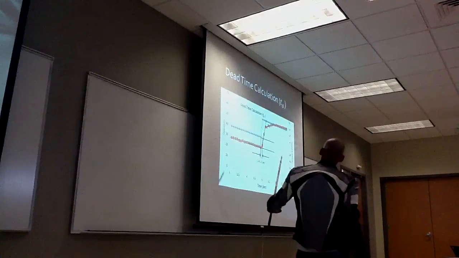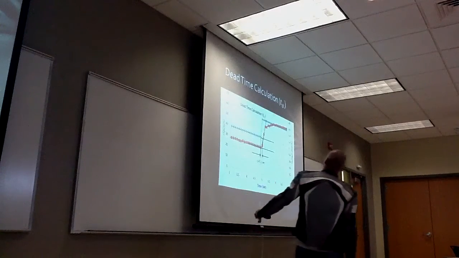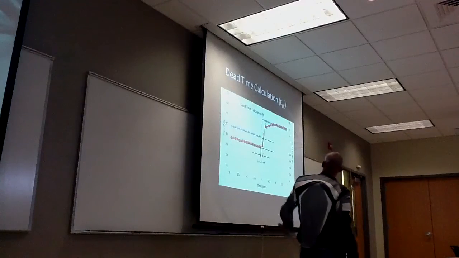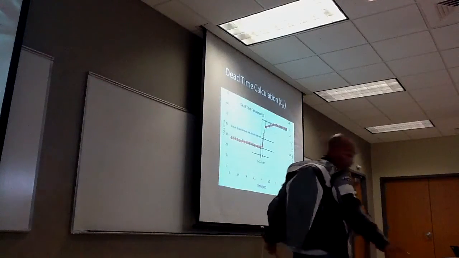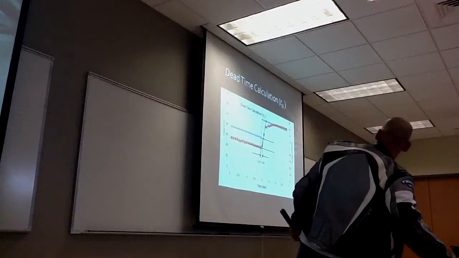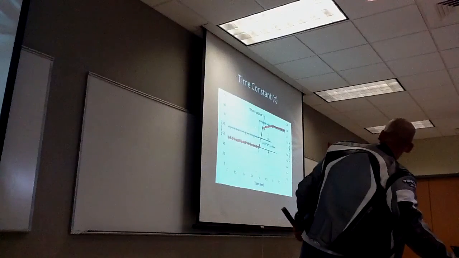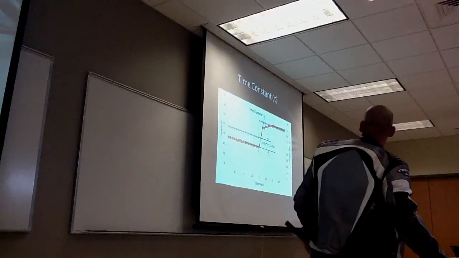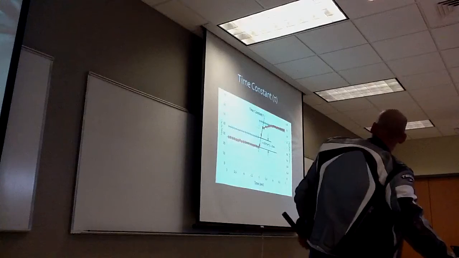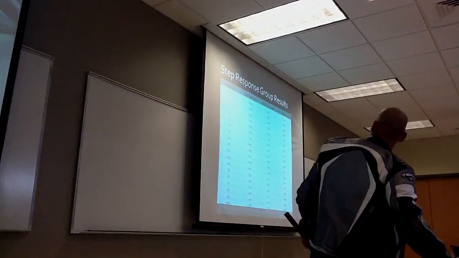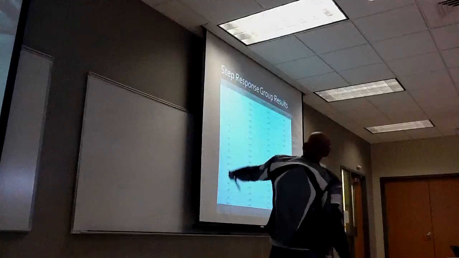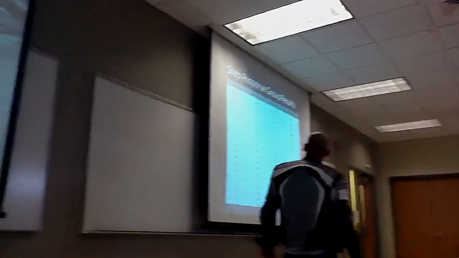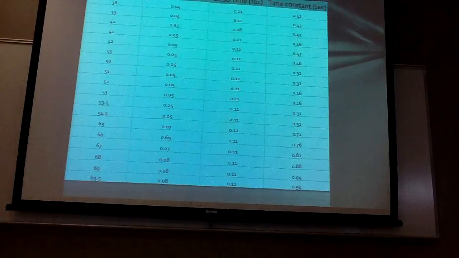Delta t calculation, we found it is 0.11 seconds. And the next one should be the time constant, and it's at 0.43 seconds for this particular graph. And this is all the data on the step response of my entire group. You can see it's pretty much close, and the dead time is pretty much the same.